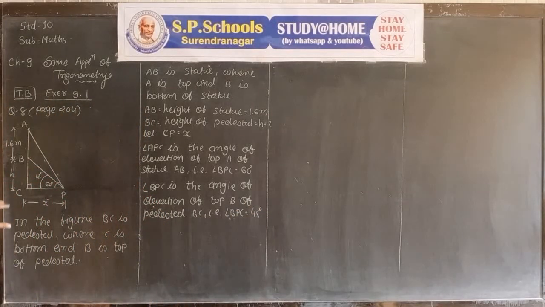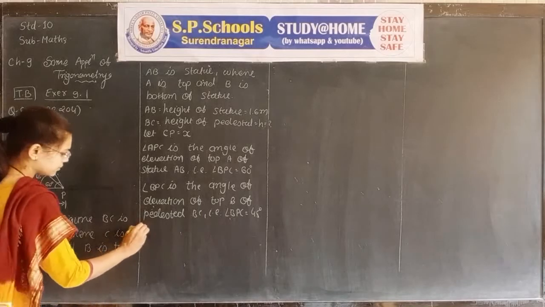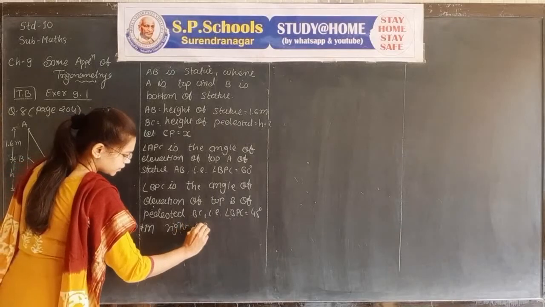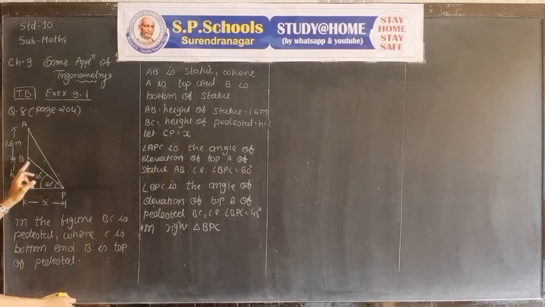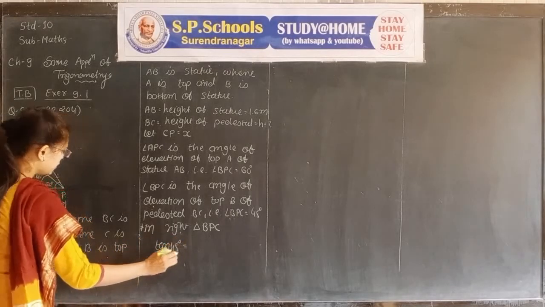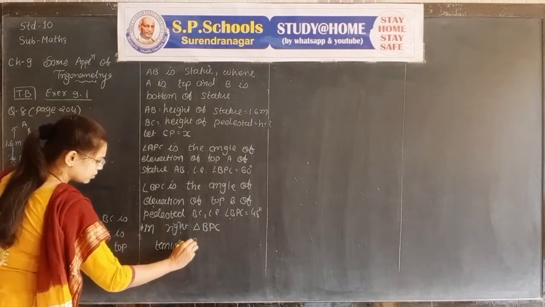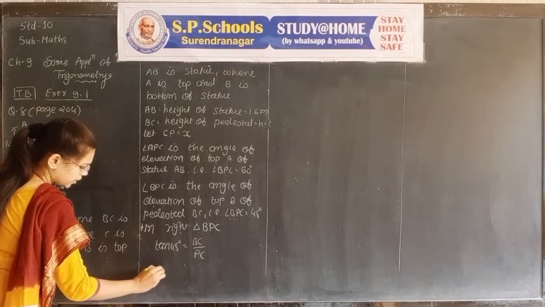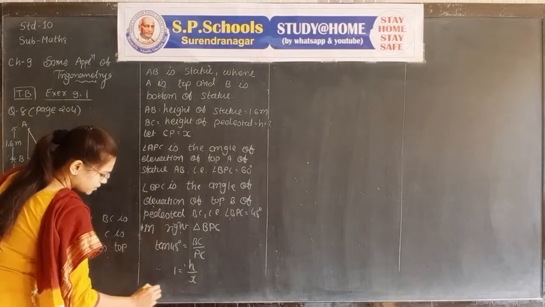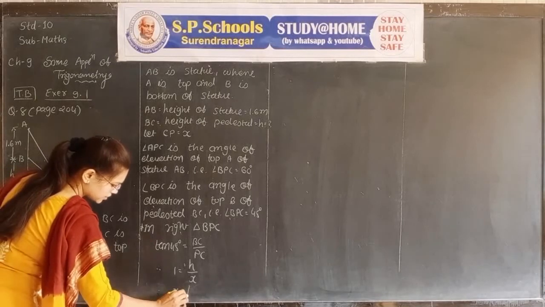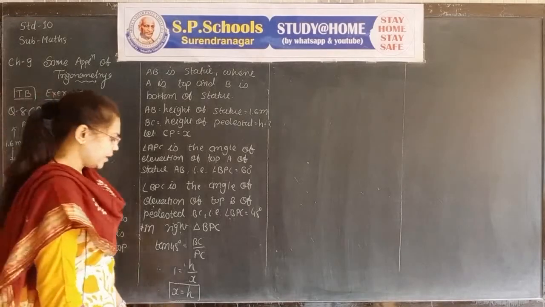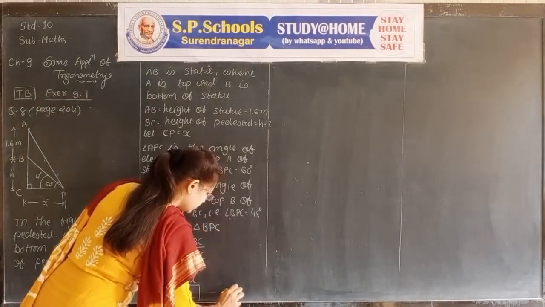First of all, use right triangle BCP. In right triangle BPC, tan 45 is equal to opposite BC upon adjacent PC. Tan 45 is 1, BC is H and PC is X. It is the relation between H and X. X is equal to H. What we need to find? We need to find H only, the height of the pedestal. Mark this as result number 1.